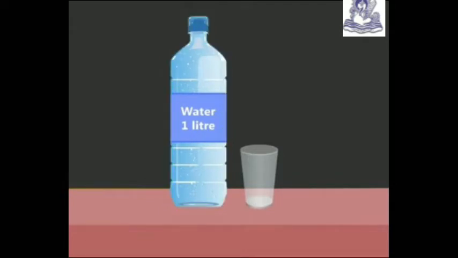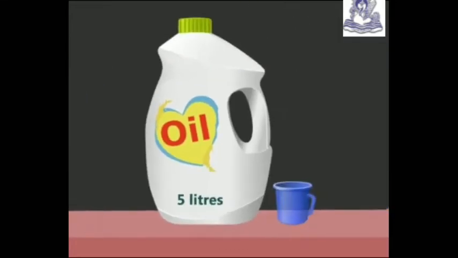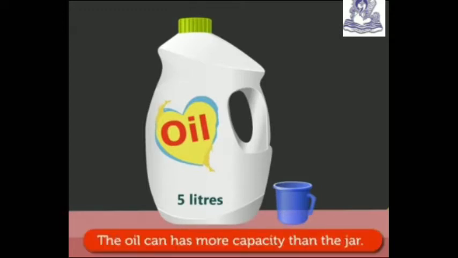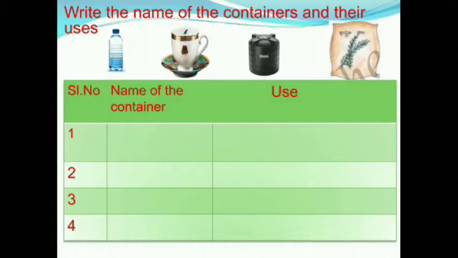Let us look at another example. We have an oil can and a jug. Looking at the shape and size, we can say that the oil can is bigger than the jug in shape as well as size. Hence, we confirm that the oil can has more capacity than the jug. Children, now we should write the name of the containers and their uses.